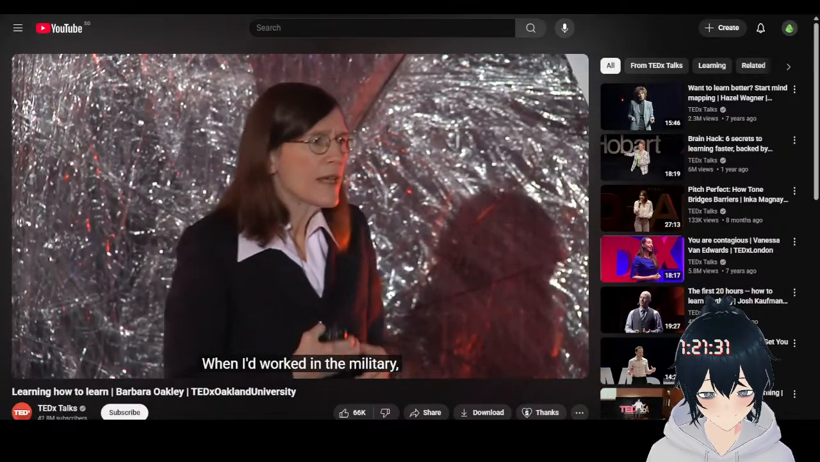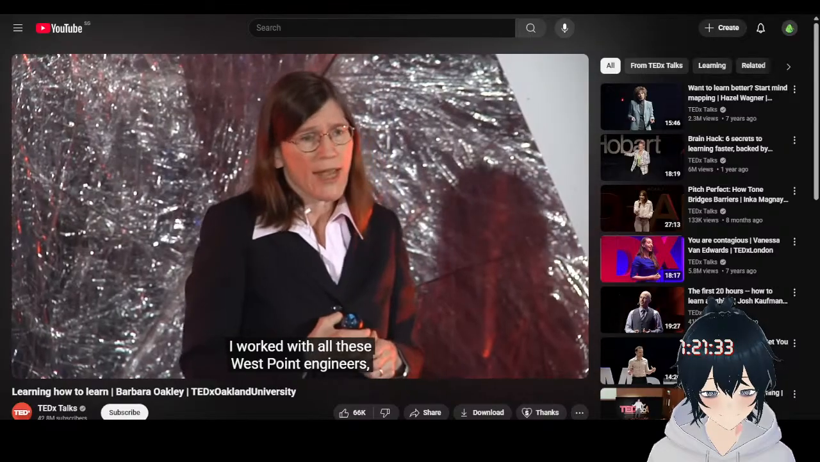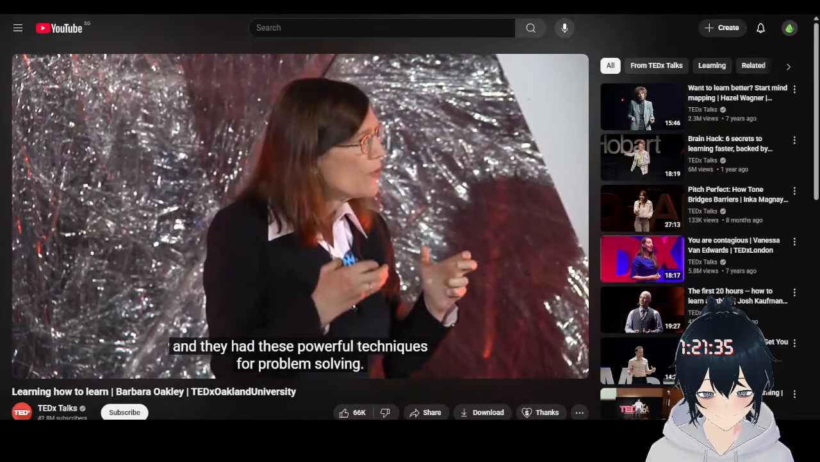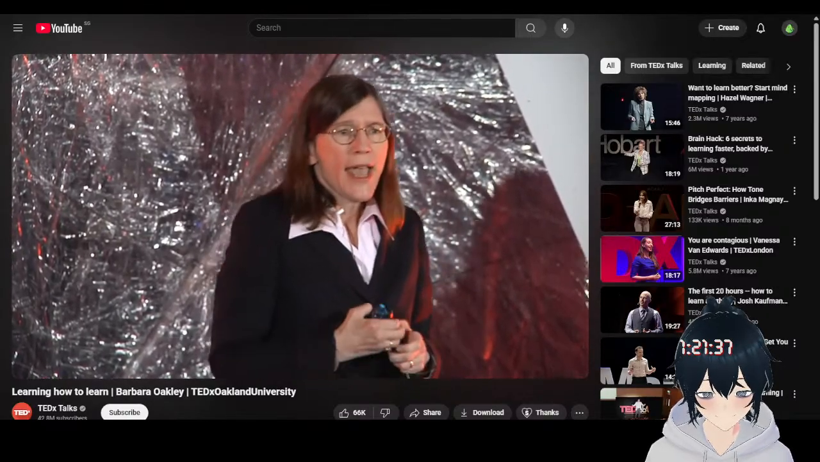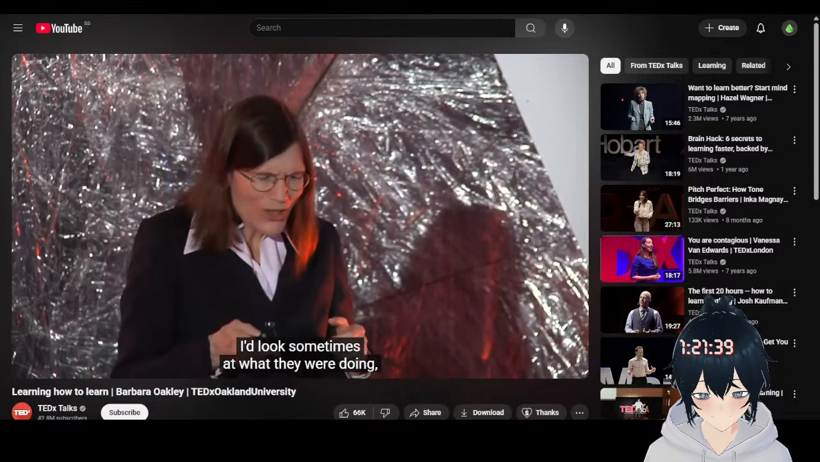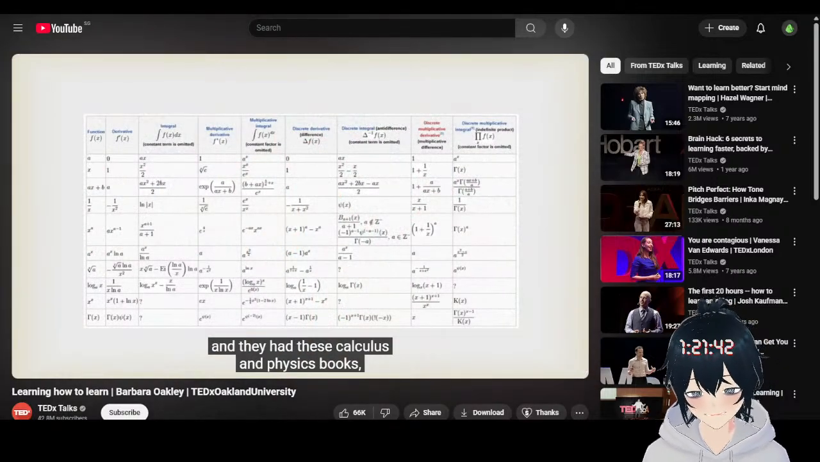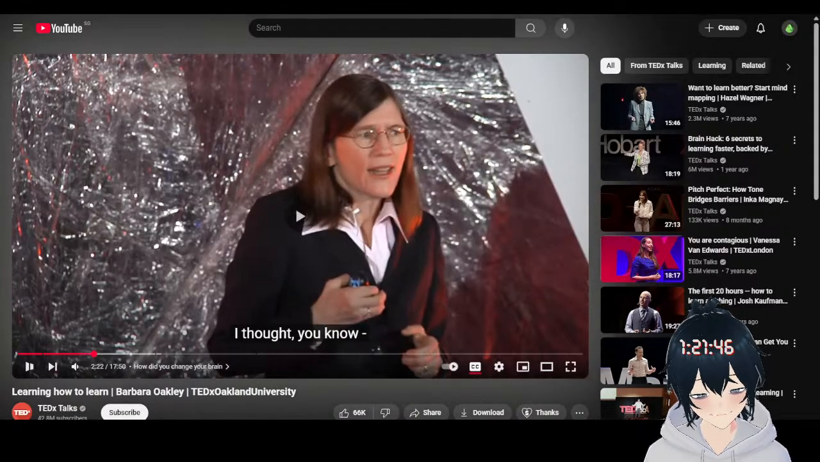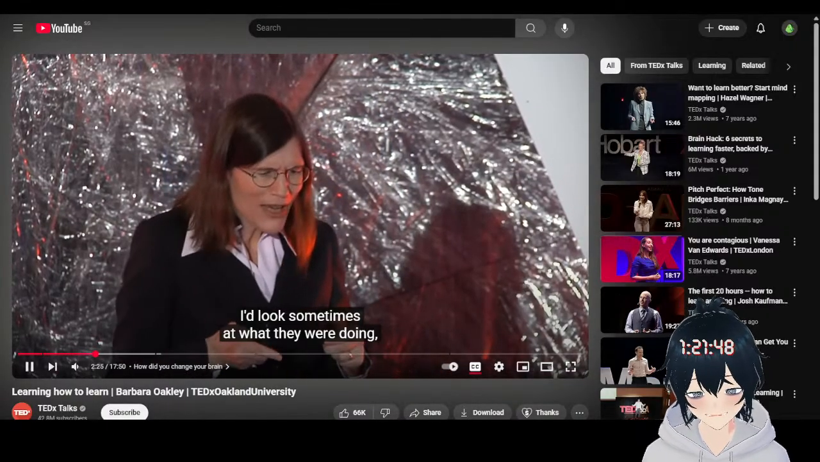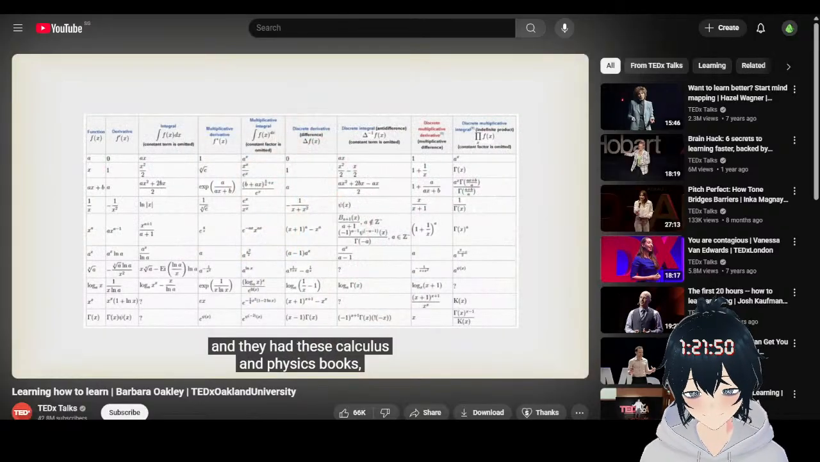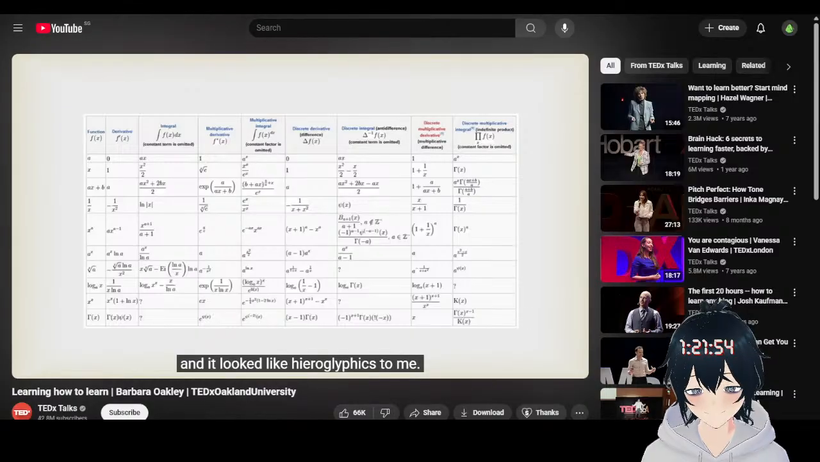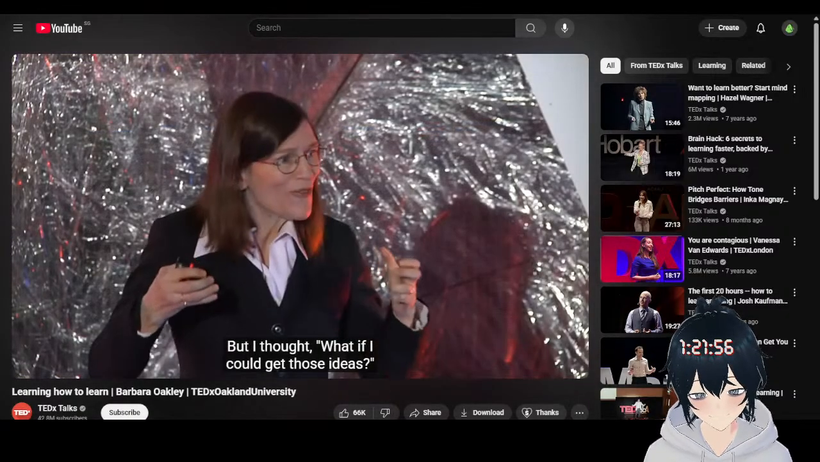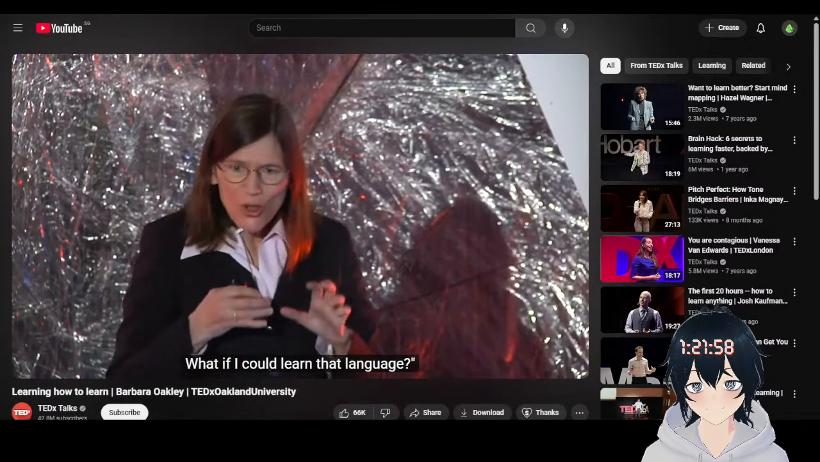When I worked in the military, I worked with all these West Point engineers. I mean, they had these powerful techniques for problem solving. I'd look sometimes at what they were doing, and they had these calculus and physics books, and it looked like hieroglyphics to me. But I thought, what if I could get those ideas? What if I could learn that language?